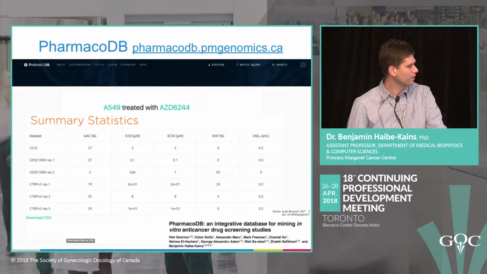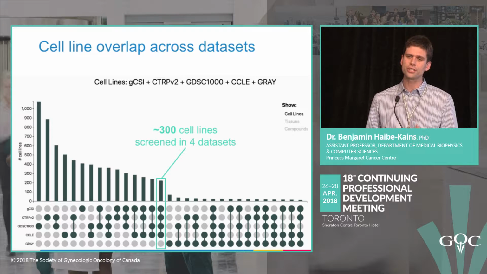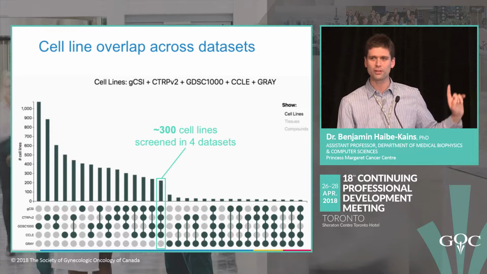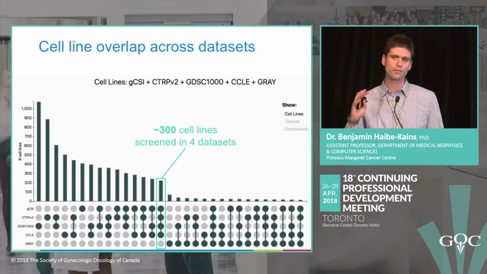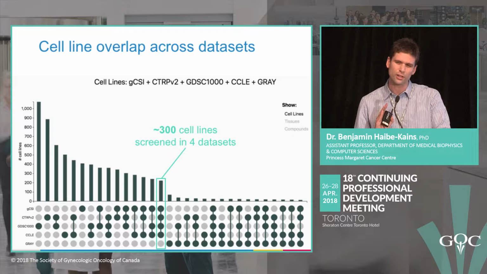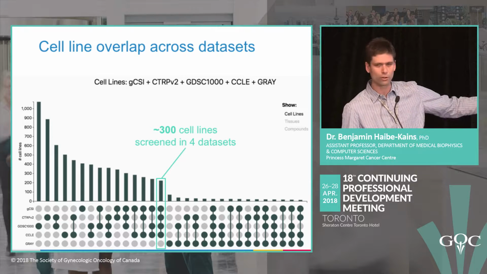That has been published last year in Nucleic Acids Research if you're interested. So the beauty now is that after all this work of curation, we can look at overlaps across datasets. And this is an UpSet plot. I don't know if you ever saw a Venn diagram with more than 7 circles. It's actually quite hard to interpret, so they came up with a new way to look at overlap across datasets.